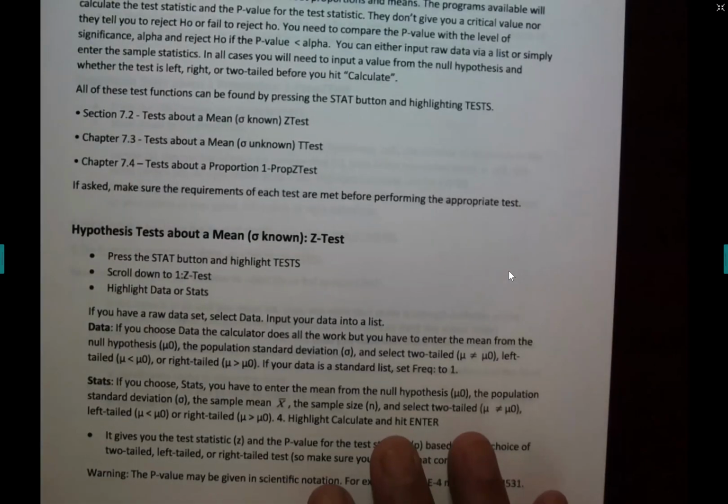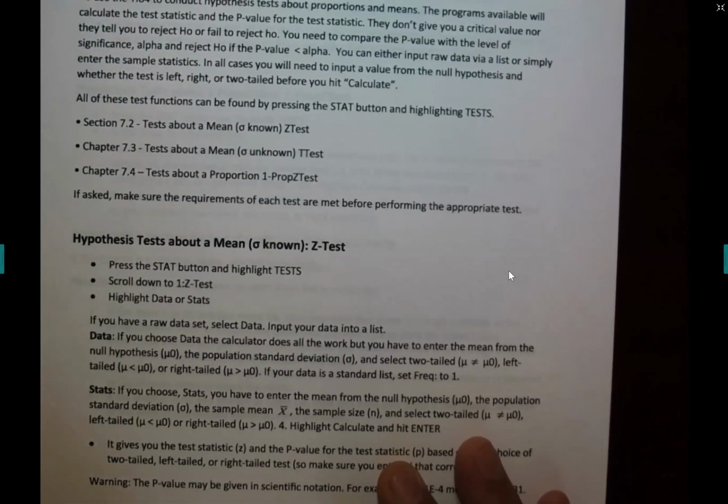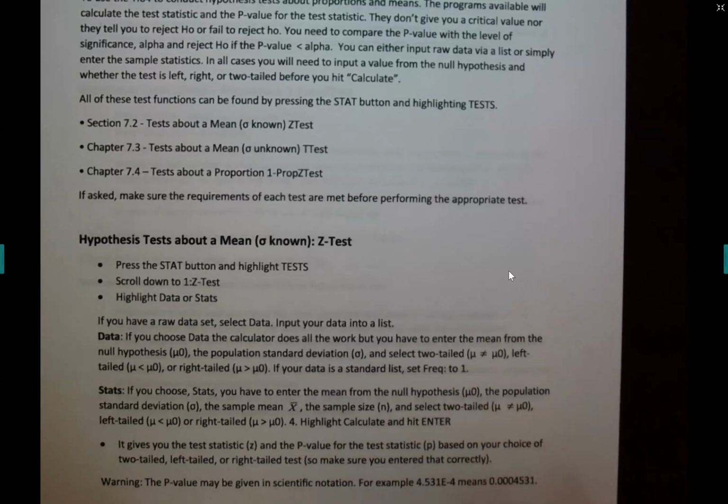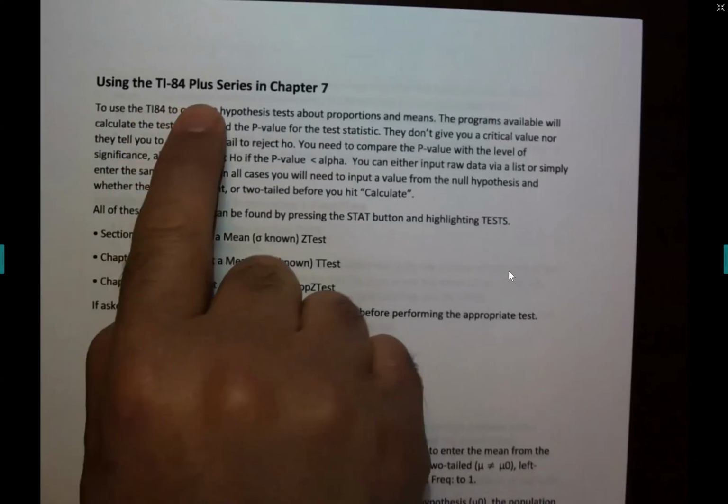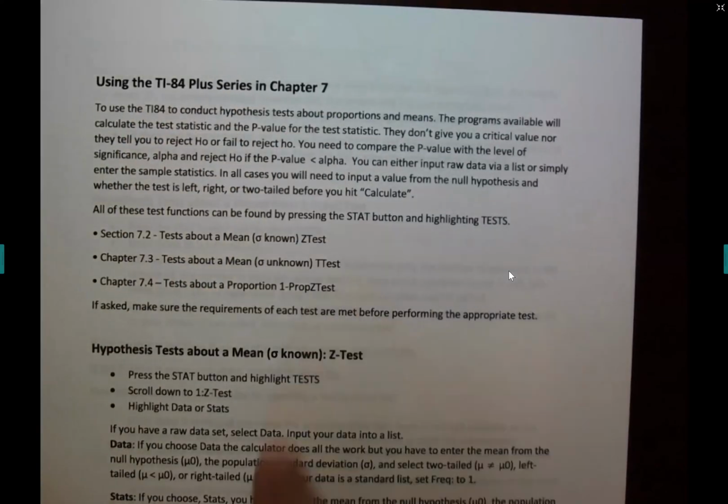This is another t-test, guys, and proportion z-test. And then I included 2 pages on how to use the calculator in chapter 7, using the TI 84 plus series in chapter 7, with directions, step by step.